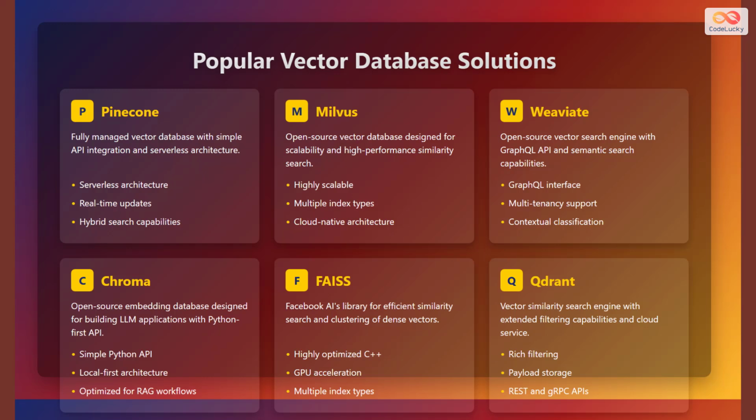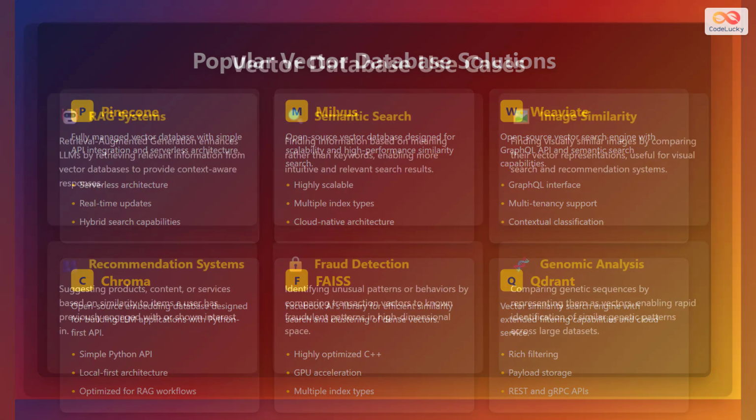Facebook AI Similarity Search is Facebook AI's library for efficient similarity search and clustering of dense vectors. Qdrant is a vector similarity search engine with extended filtering capabilities and cloud service with representational state transfer and Google Remote Procedure Call application programming interfaces.